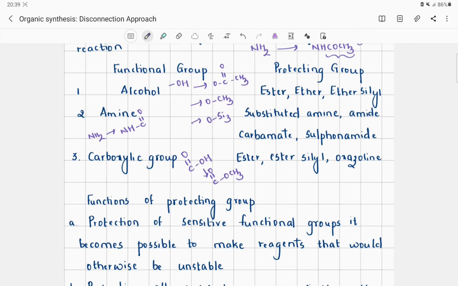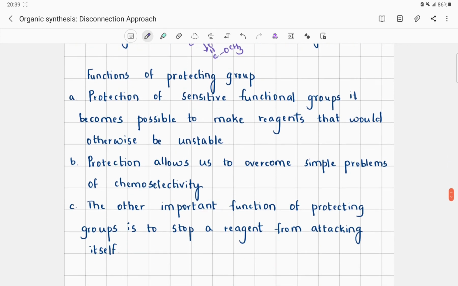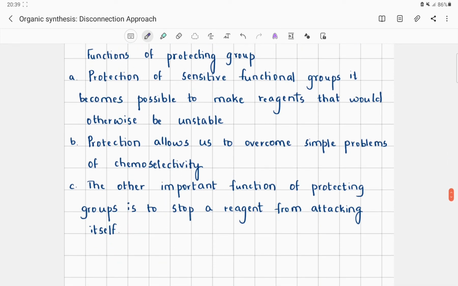This you have also learnt in your previous semester. Now what are the functions of a protecting group? Protection of a sensitive functional group. It becomes possible to make reagents that would otherwise be unstable. If there is any type of reagent which is very unstable, protection of such a reagent can be done by a protecting group.